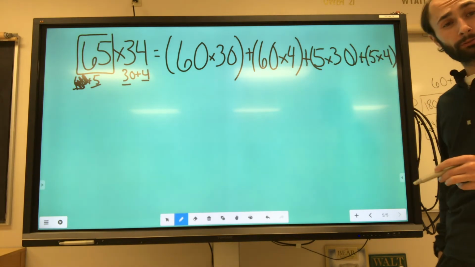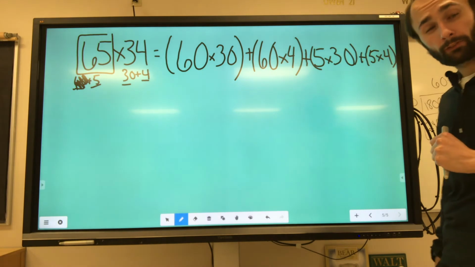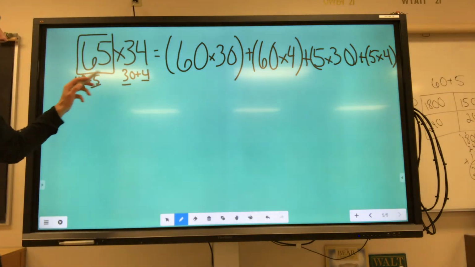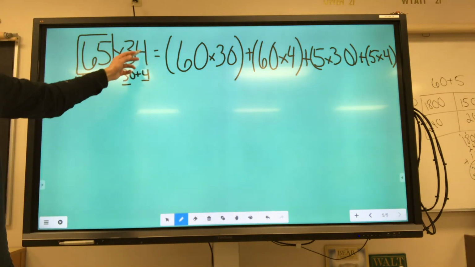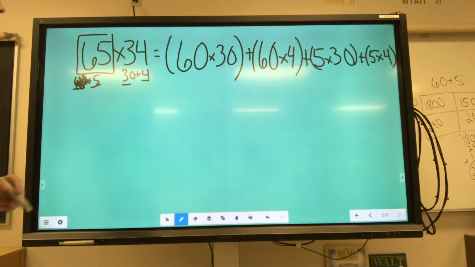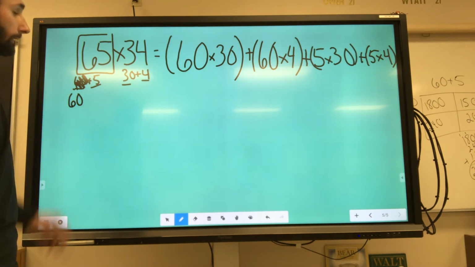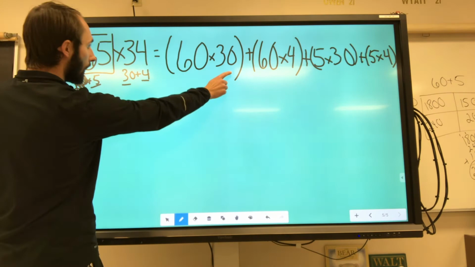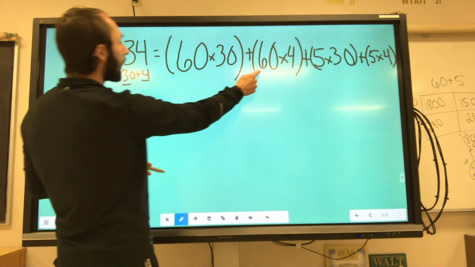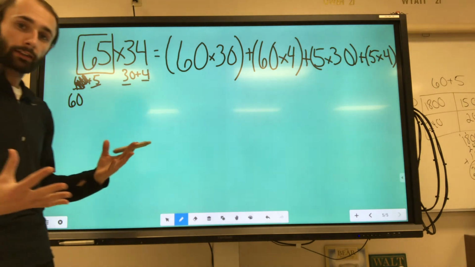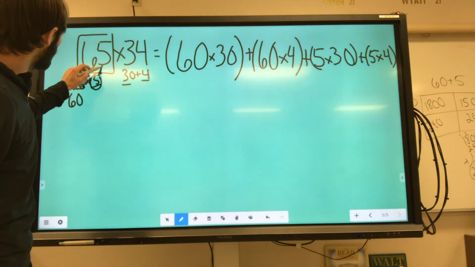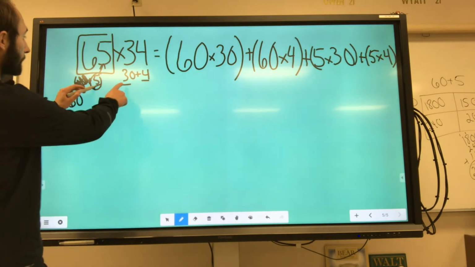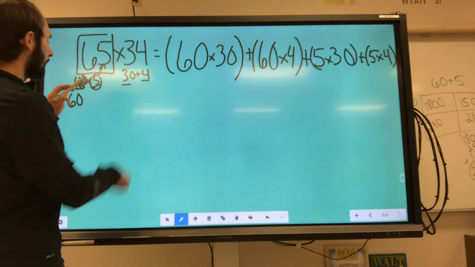As you can tell, I've done this before and left myself just enough room. Some of you might have to go onto another paper. So we have 65 broken apart by 60 plus 5, which we did, and 34 is broken apart by 30 plus 4. 60 is a number we would like to focus on first, which we did, 60 times this 30, which is right here, and then 60 times 4, which is right here. That left us with the 5 left over, which is right here, which we needed to multiply by the same numbers. 5 times 30, which is right here, and 5 times 4, which is right here.